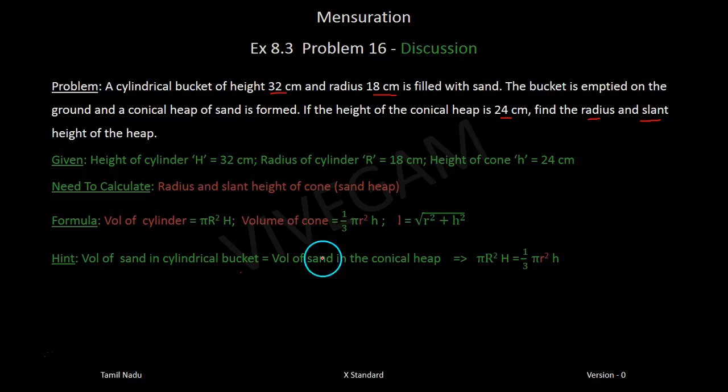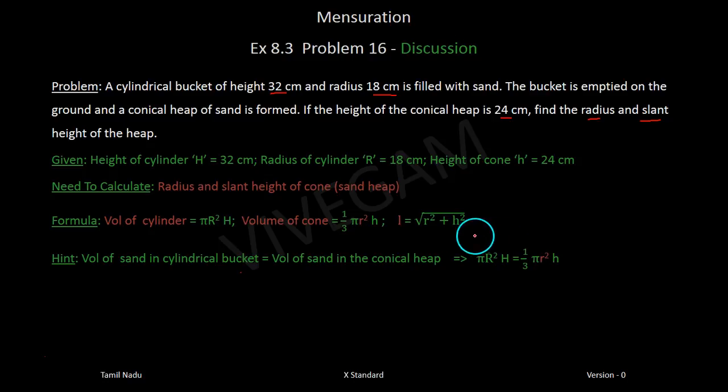So, using that condition, the volume of the cylinder, pi r squared h, is equal to that of the cone, 1/3 pi r squared h. Capital R and capital H refer to the cylinder. Small r and small h refer to the cone. You got it? So here everything is known except r. So r can be calculated.